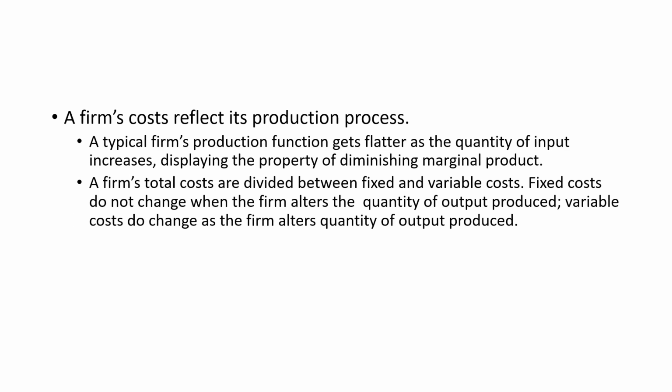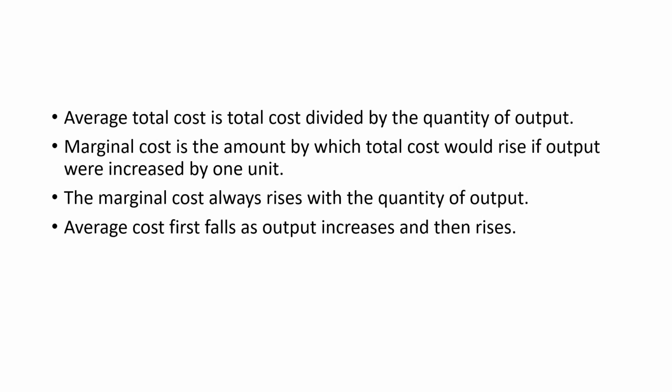A firm's cost reflects its production process. A typical firm's production function gets flatter as the quantity of input increases, displaying the property of diminishing marginal product. Now we understand what diminishing marginal product is. And then a firm's total costs are divided into fixed cost and variable cost. Fixed costs do not change when the firm increases its output, whereas the variable cost changes when the firm increases its output, and the averages of these two also change when the quantity is increased.